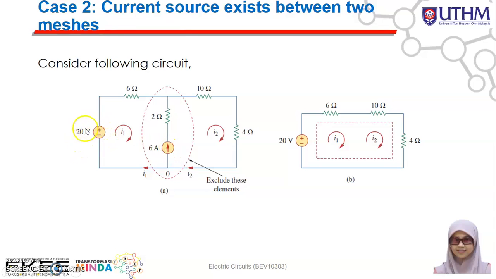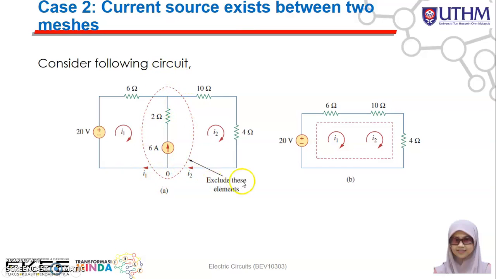Let's say the current source appears here; that one we consider as case number 1. But in this case, the current source exists between the two meshes, so they intersect each other. That's why in this case we consider it as case number 2. So what do we need to do when we have this kind of situation?